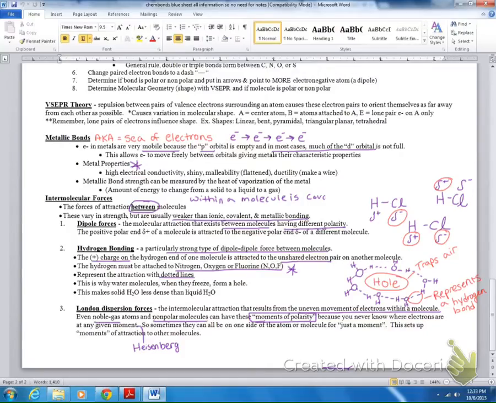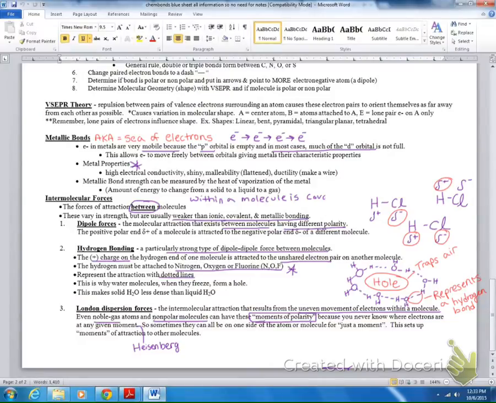London dispersion force is our last type of intermolecular force, and it's the intermolecular attraction that results from the uneven movement of electrons within a molecule. Even noble gases and nonpolar molecules have these moments of polarity because you never know where electrons are going to be at any given moment. So sometimes they can be on one side of an atom for just a moment, and this sets up what we call moments of attraction to other molecules, or moments of polarity.